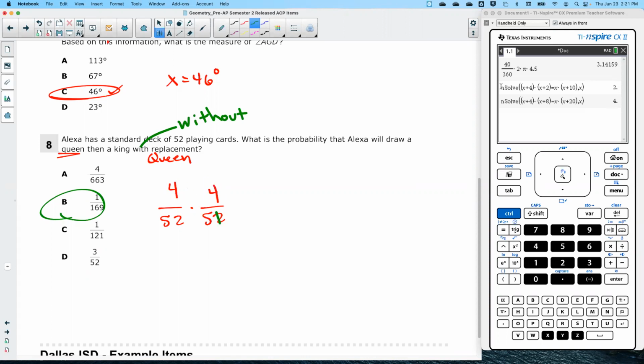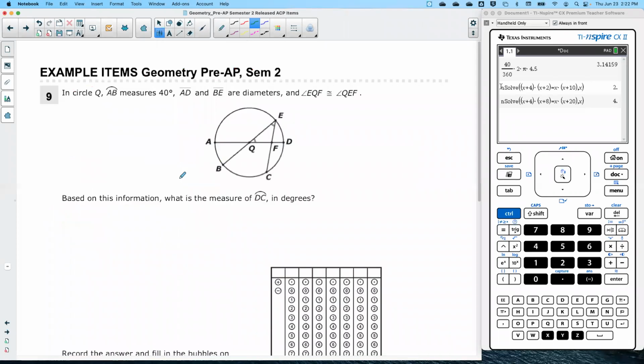But you would change this to, no, not 48. You didn't draw 4, you just drew 1. So you go 51, and then you would multiply that out if it said without replacement, because you took out one card instead of bringing it back.